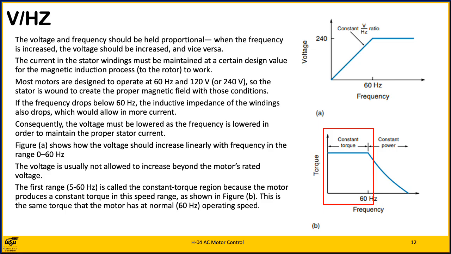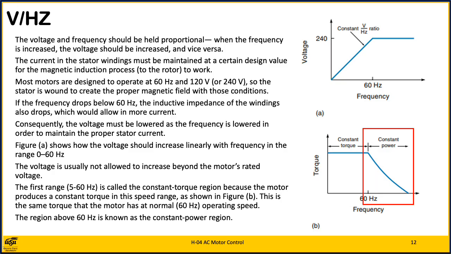The first range, 5 to 60 Hz, is called the constant torque region because the motor produces a constant torque in the speed range, as shown in figure B. This is the same torque that the motor has at its normal 60 Hz operating speed. The region above 60 Hz is known as the constant power region because even though the torque is falling off, the speed is increasing, so the actual mechanical power stays the same. Power is the product of speed times torque. Commercial motor control circuits are capable of meeting these qualifications.